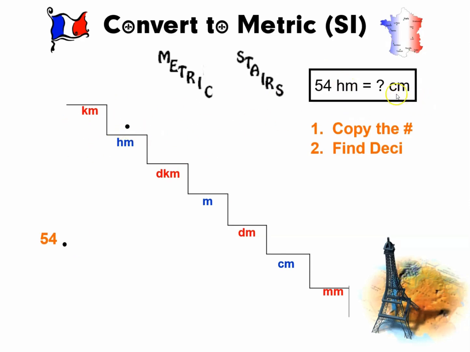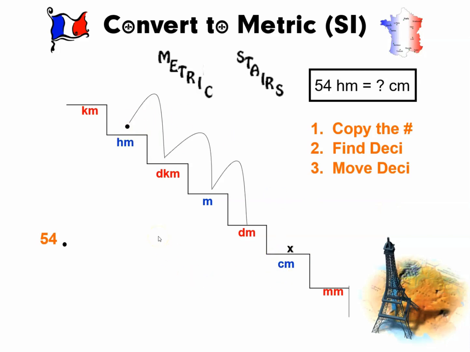And deci wants to go to centimeter. So that's all involved in finding deci. In the number that you've copied, right after the 4, deci's on the step of hecto and wants to go to the step of centimeter. The third step is to move deci. So deci's here and wants to go here.